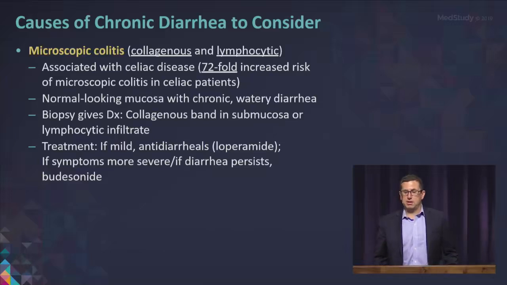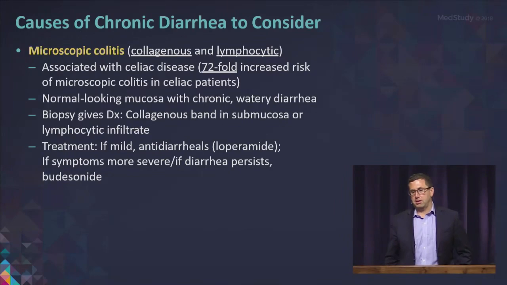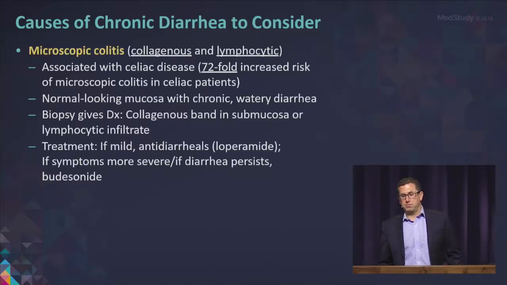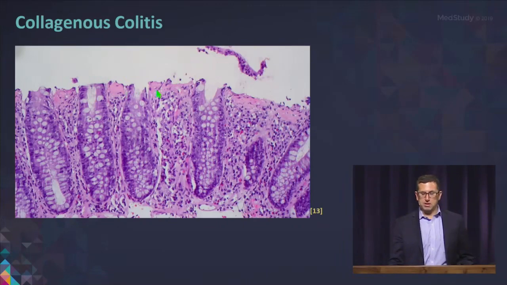So in microscopic colitis, you have normal-looking mucosa when you look at it to the naked eye during colonoscopy, but if you actually take biopsies, it will show either a collagenous band in the submucosa or a lymphocytic infiltrate. The treatment, if mild, can involve antidiarrheals such as loperamide, but if the symptoms are more severe, you may want to consider starting something like budesonide. This is actually a picture of the collagen band here. So you can see this thick pink material here. So this would be the collagenous colitis subtype of microscopic colitis.